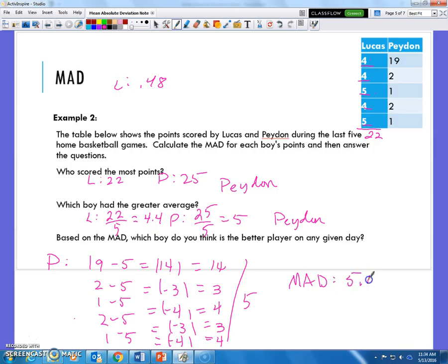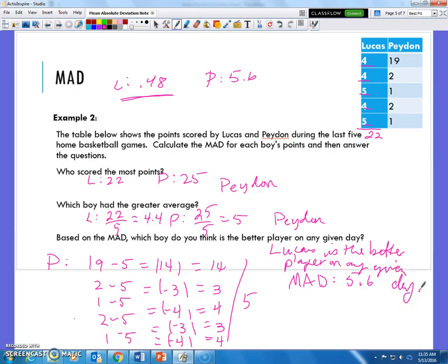is 5.6. So if Lucas's is 0.48 and Peyton's is 5.6, Lucas is hands down the more consistent player. So based on the MAD, who's most consistent, who's the better player, Lucas is the better player on any given day. All right.